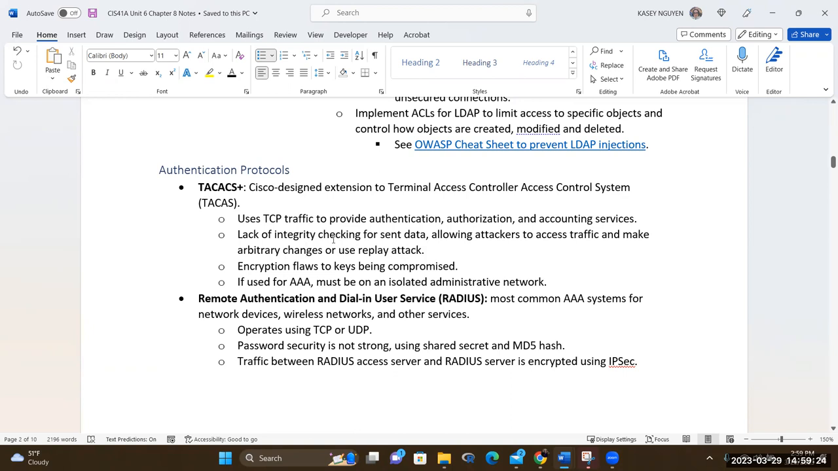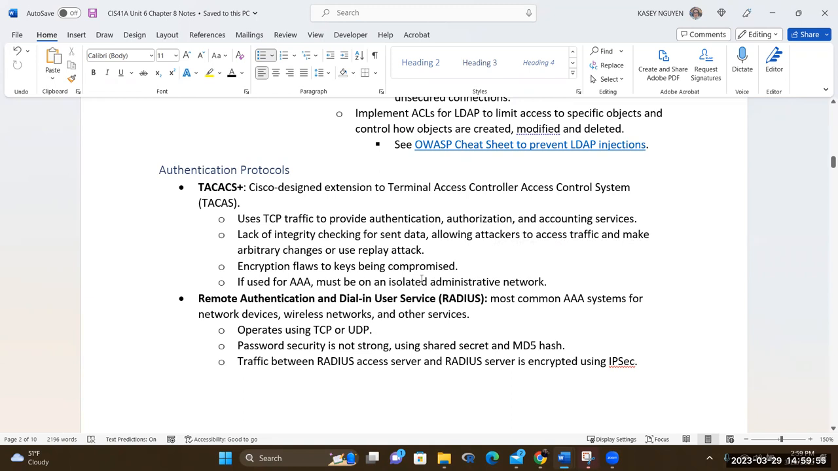Now, it also has encryption flaws in that the keys can be compromised because it is not difficult to obtain the key or break the key, right? So if you want to use this with the AAA, it's recommended that you would use it on an isolated administrative network. That means that we have to monitor and control it, even though it's on an isolated environment.